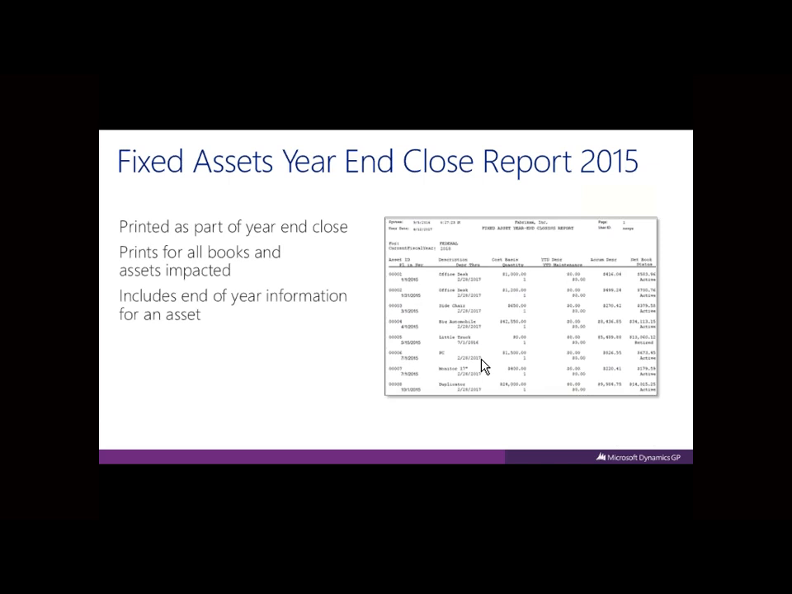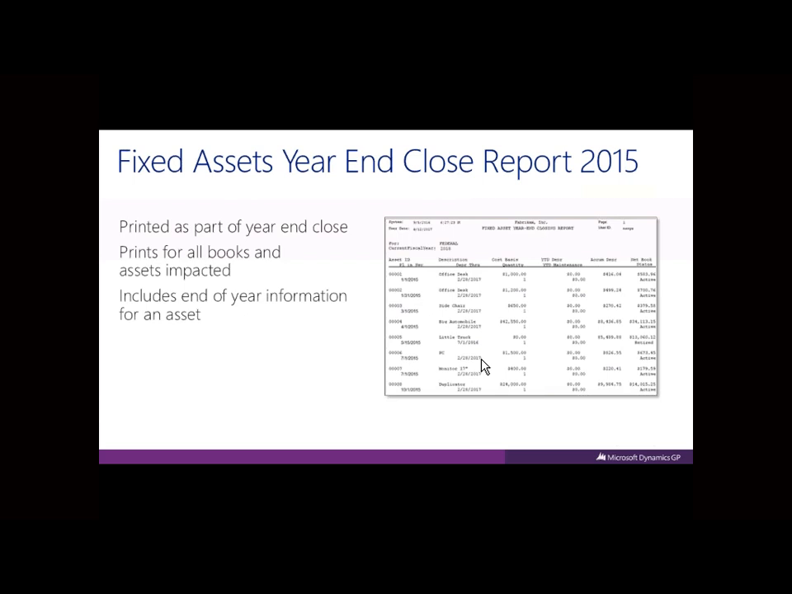Fixed assets also got completely overhauled in GP 2013. The biggest change, the 2 or 3 biggest changes, I guess, are you can completely undo a depreciation run. So if you run depreciation and realize I screwed it up completely and I just want to undo it all, you can undo it all.